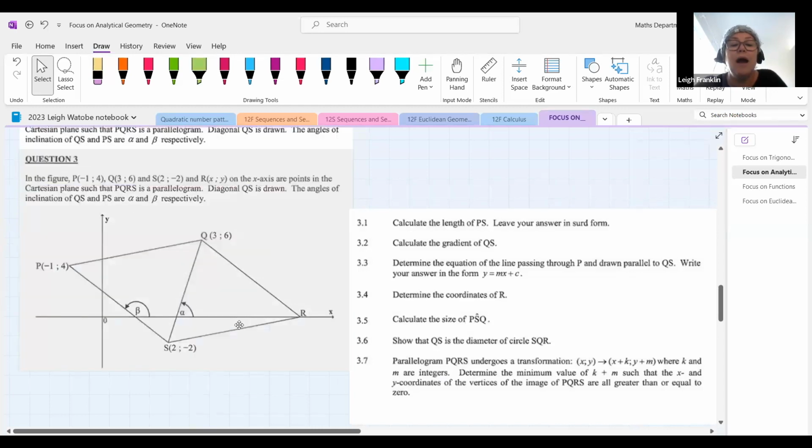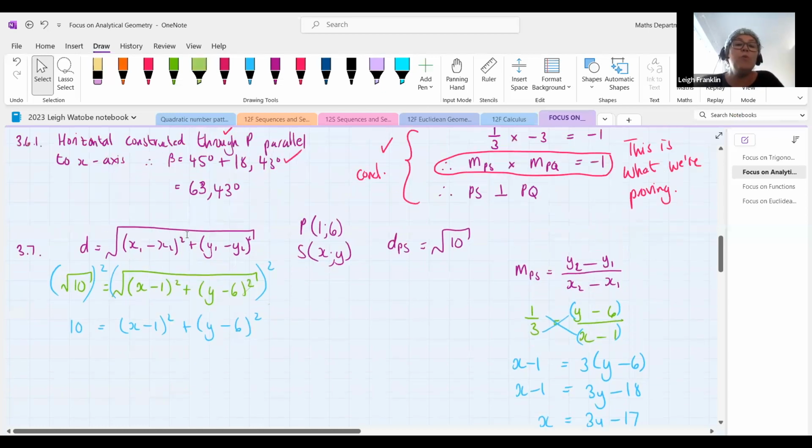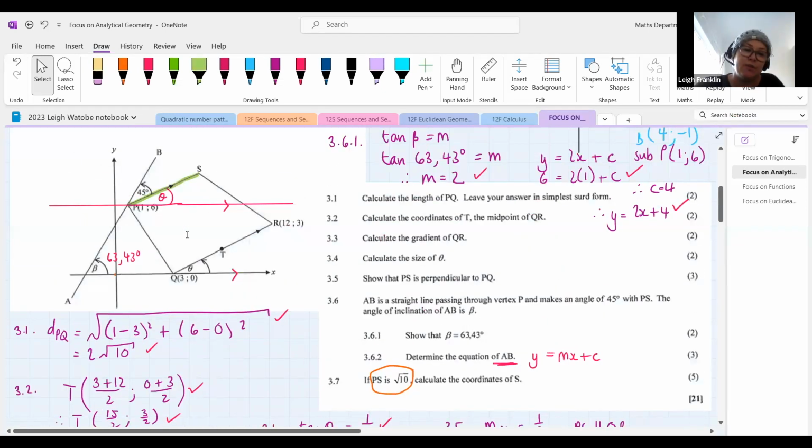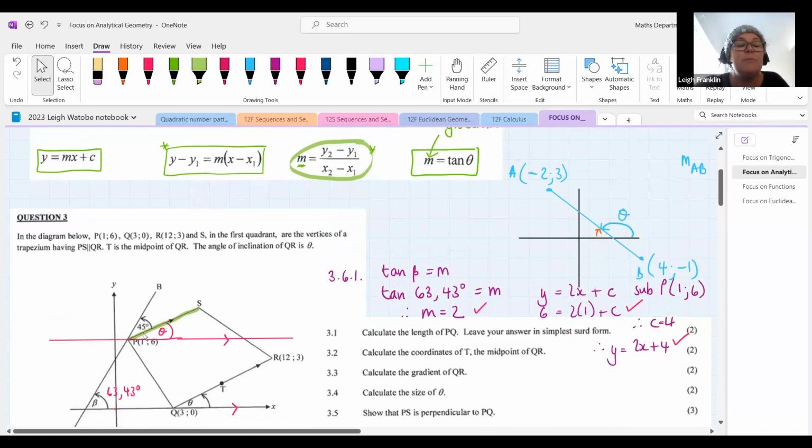Hi, ma'am. Hi, Lesedi. Ma'am, can you quickly explain why we found ourselves using the gradient of PS? Because if we want to make equations, these are the formulae that we've got. We can either use the gradient formula or the equation of a straight line. We don't have the midpoint over there, but we knew what the gradient of PS was. So I said, well, because this is a piece of information we could use, maybe the gradient formula is one of the things that we could use.